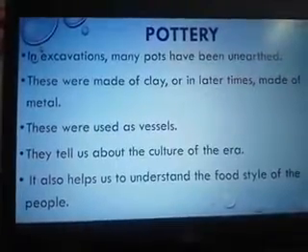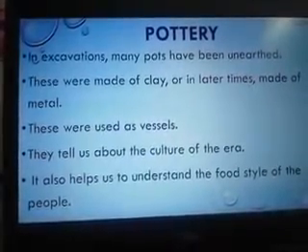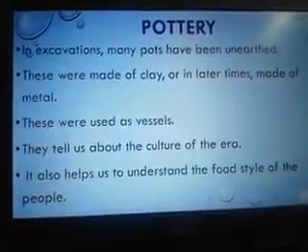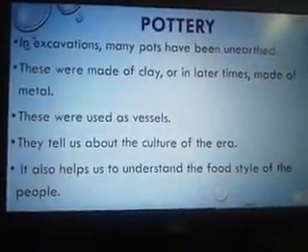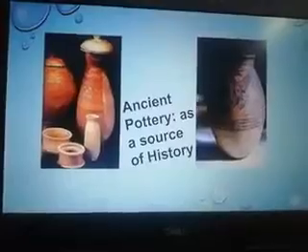However, these were also used as objects like lamps or decorative items. So they tell us a lot about the culture of that period, children. Here are a few examples for this.